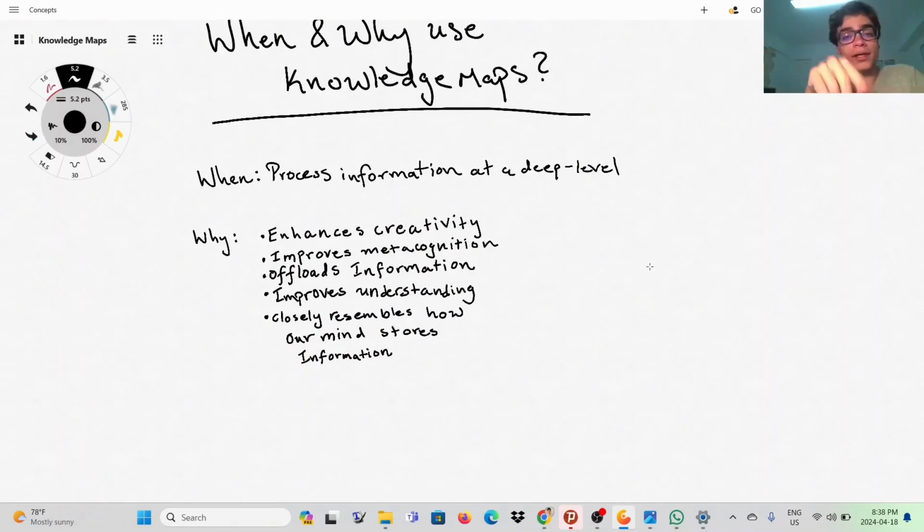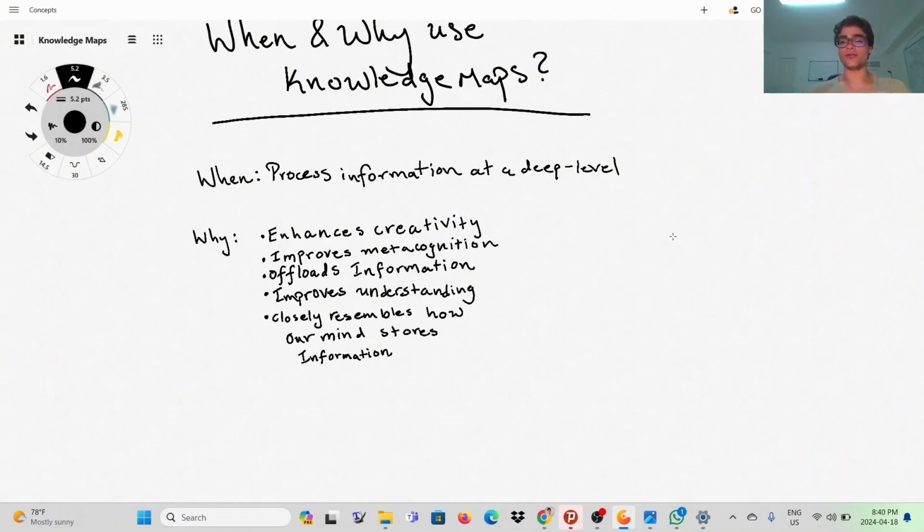So the when and why we use knowledge maps. Again, as I said, it's really useful whenever you want to process information at a deep level. And some of the reasons why it works so well is, one, it enhances creativity. When you have a bunch of ideas and connections put on a page, because they're probably related to some kind of prior knowledge structures you have, they start to light up all these other ideas and connections in your head.